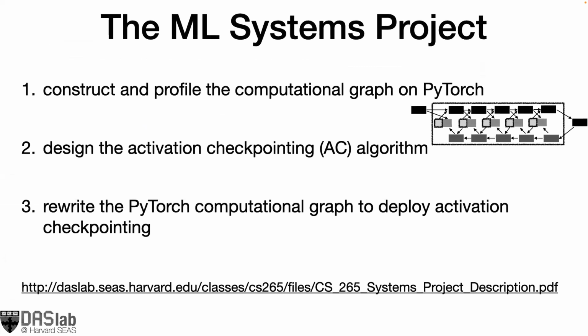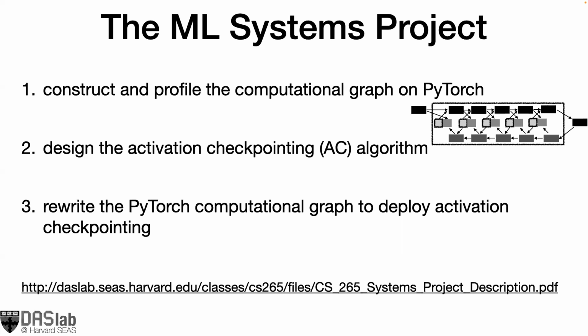So this is our machine learning system project. It can be divided into 3 steps. First, we need to construct and profile. We need to construct computational graphs in PyTorch, and then profile the memory consumption and runtime of the graph and each individual node. Second, we need to design the activation checkpointing algorithms that we described just now. Your algorithm needs to be designed based on some observations, and you can get these observations from the Mu2 paper.